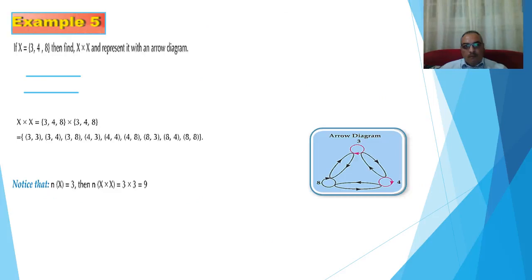Example 5. We have x = {3, 4, 8}. Then find x product x. X product x, or x squared, right? So x from x: 3 with 3, 3 with 4, 3 with 8, 4 with 3, 4 with 4, 4 with 8, 8 with 3, 8 with 4, 8 with 8, like this. We can draw one diagram like this.